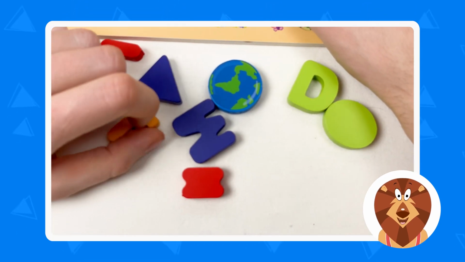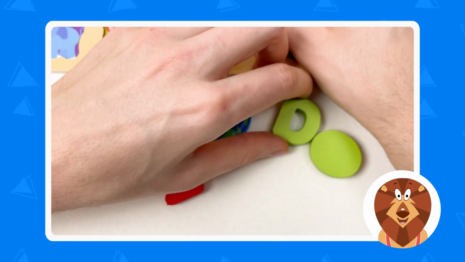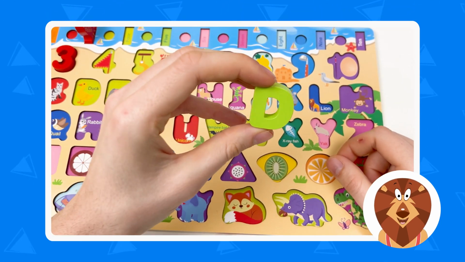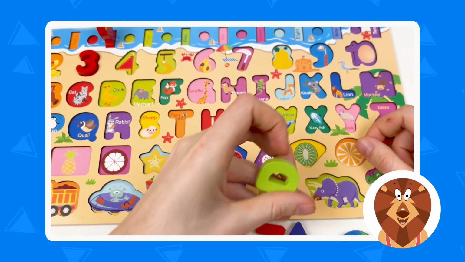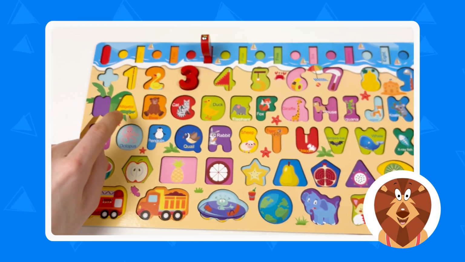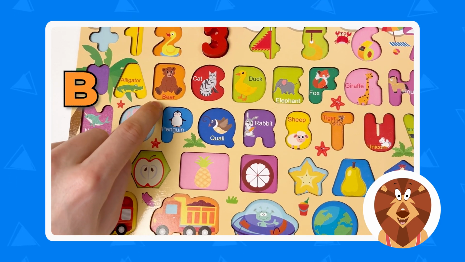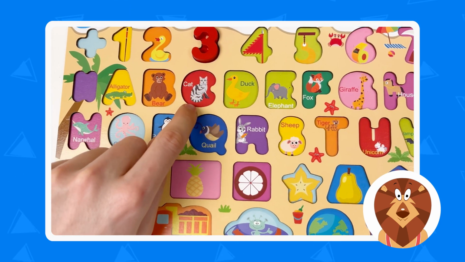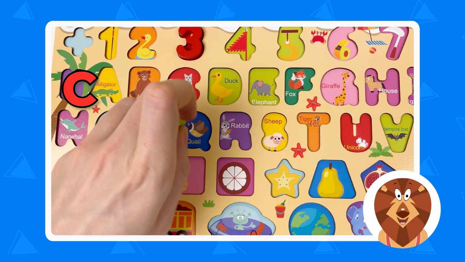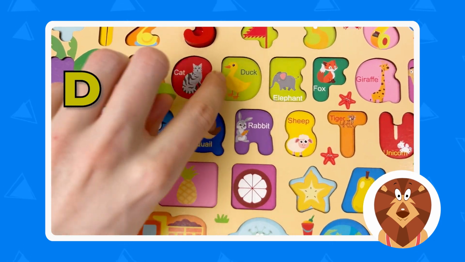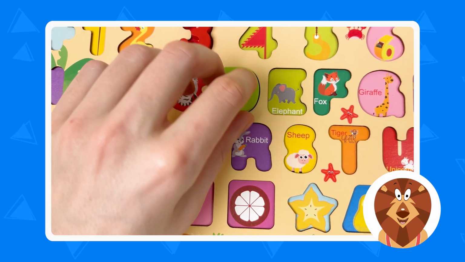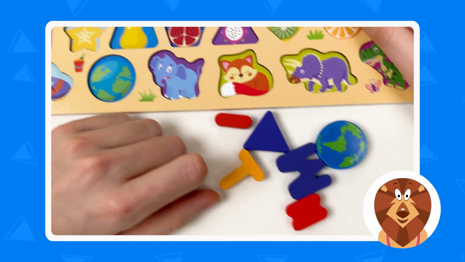And the next one that we're going to take is the letter D. Okay, and we need to find the letter D. So this is A for alligator. This is the letter B, bear. This is cat, C. And this is D, duck. Great. Let's place it here. And let's take the next letter.